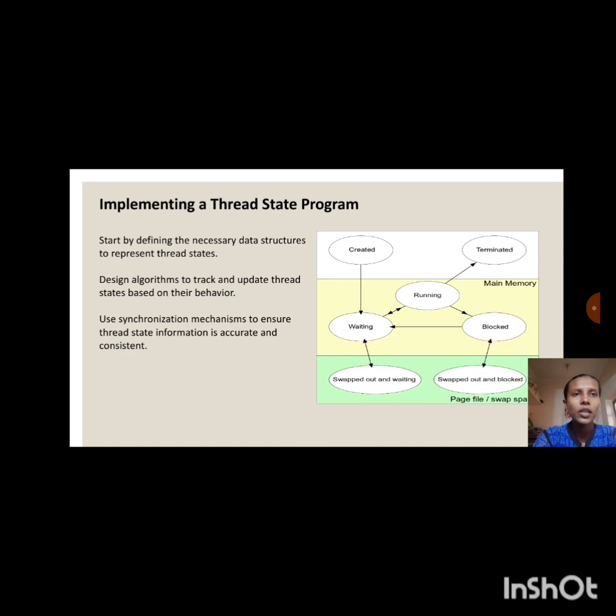Implementing a thread state program. Start by defining the necessary data structures to represent thread state. Design algorithms to track and update thread state based on their behavior. Use synchronization mechanisms to ensure thread state information is accurate and consistent.